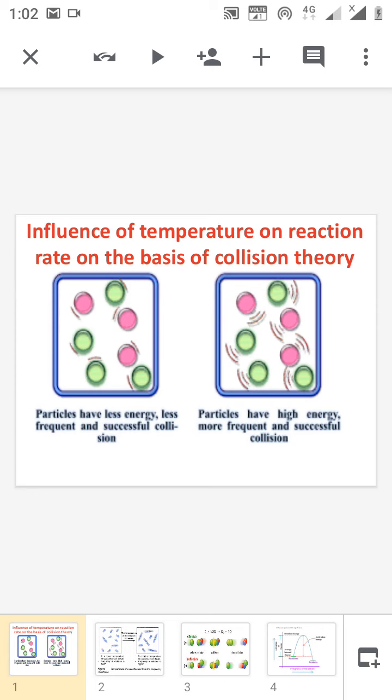This is mainly due to two factors. The first one is the increasing collision frequency, and the second one is the number of effective collisions. Collision frequency means the number of bimolecular collisions per unit time. That is the collision frequency. The definition is very important.